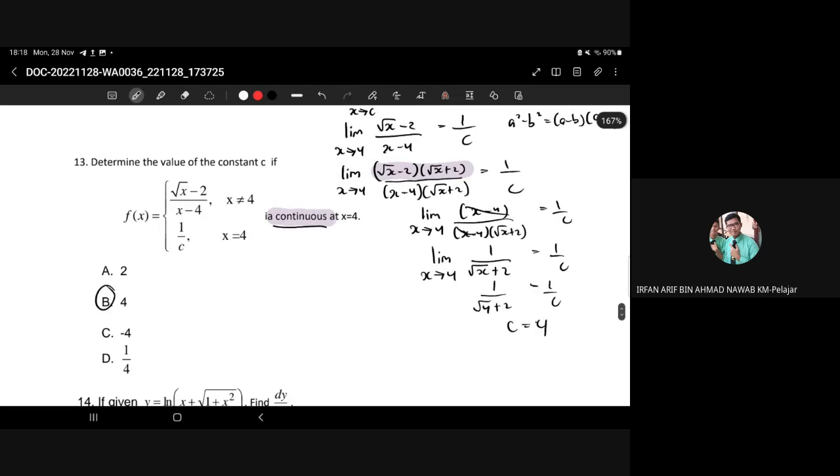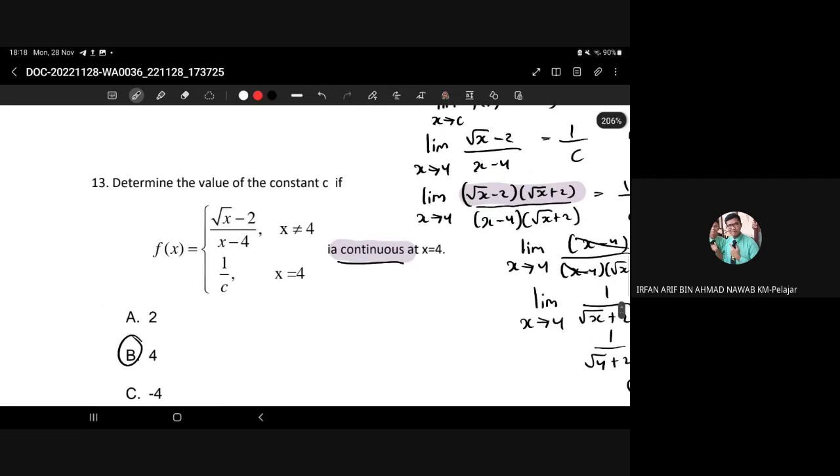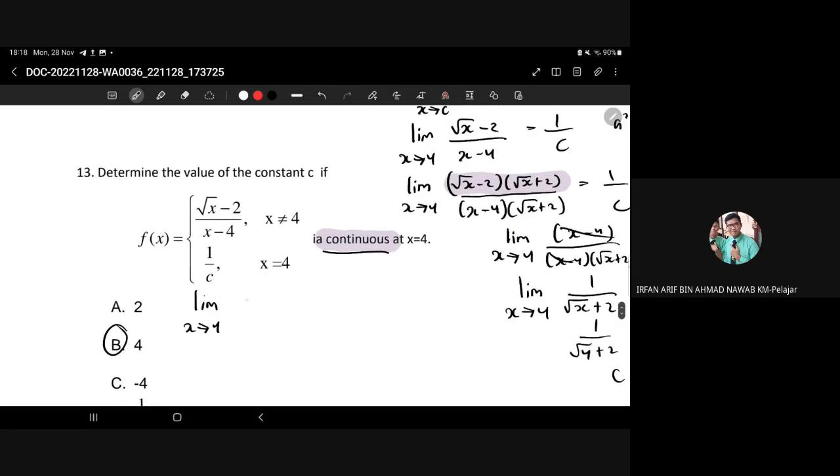So as I mentioned, another method. Another method is we write down the limit as x approaches 4 of square root of x minus 2 over x minus 4, equal to 1 over c. So can we factorize this?